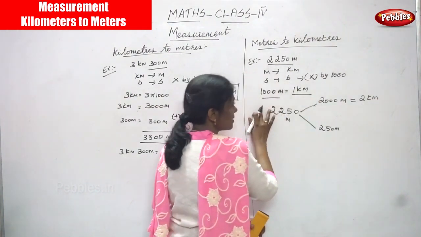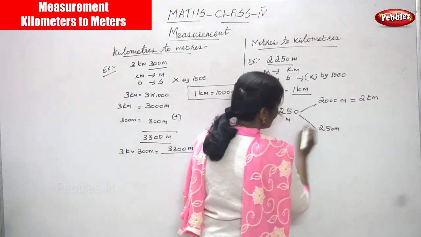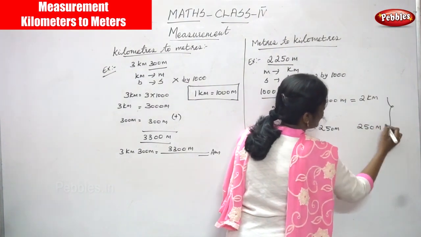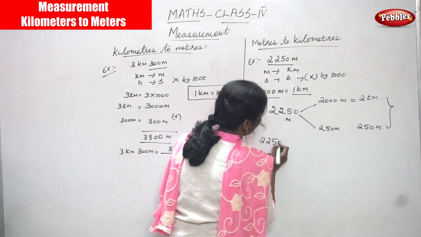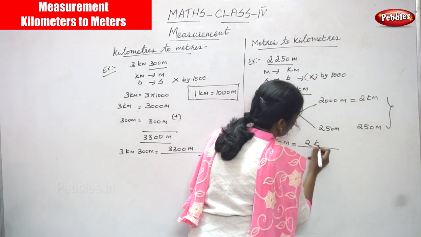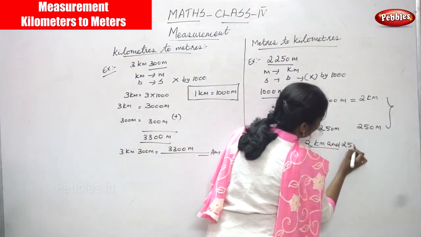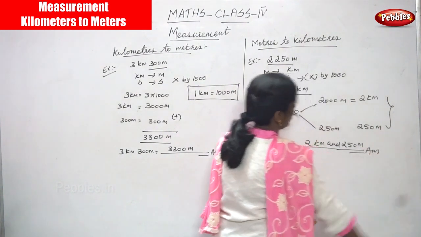That means 2000 meter is equal to how many kilometers? 2 kilometer. That is what I've written. Then you have to write 2 kilometer and 250 meter. You must combine them together. That means 2250 meter is converted into 2 kilometer and 250 meter. This is the right answer for the question.